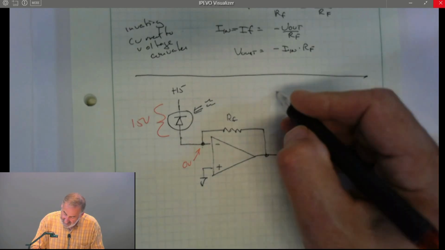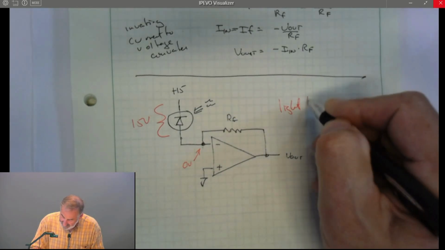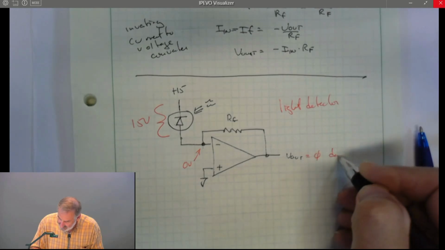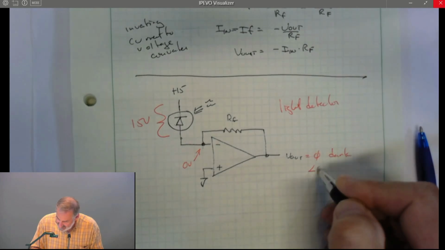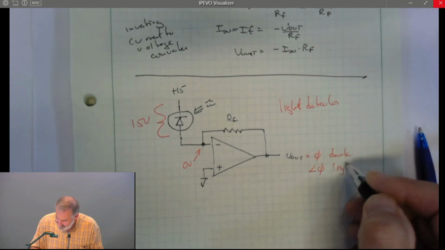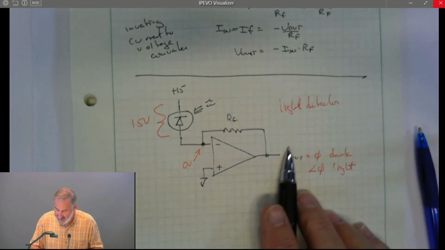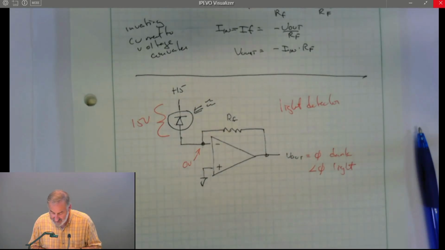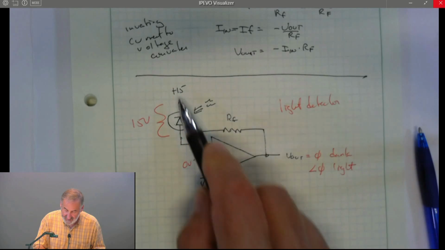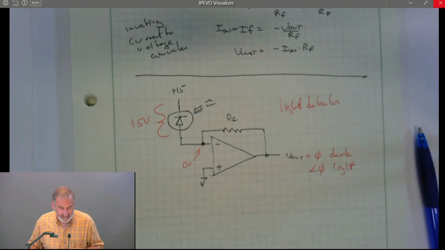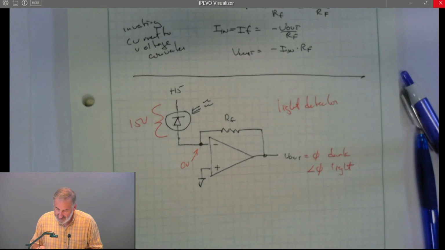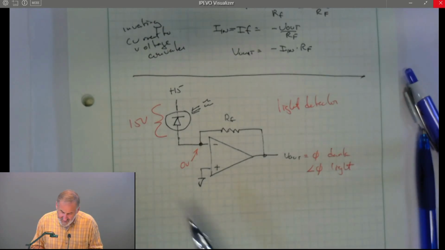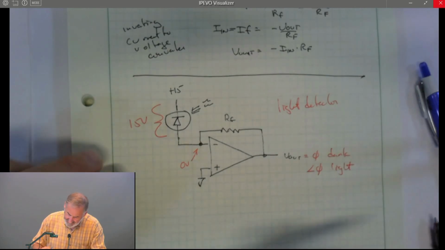So this is a light detector. V out is equal to 0 in the dark, and it's less than 0 when there's light. We can't get a positive voltage out of here because it would require current to flow in this direction, which isn't going to happen. Current isn't going to flow from 0 volts to 15 volts. Okay, you're going to build this in lab and see that it works. I should point out that this is a photodiode.